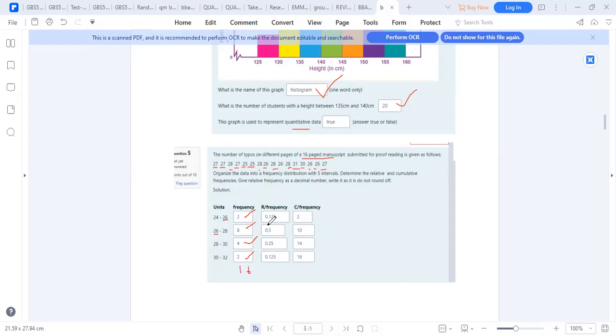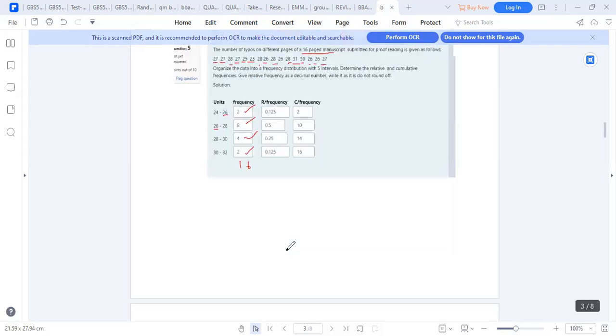Can somebody remind me, how are we getting these figures there? We divide the 16 into the cumulative frequency. So 2 divided by 16 to get that. So we divide by 16 in each of them. Is that correct? Is she right? Yes, she is. All right, so this is how this figure is supposed to be gotten.